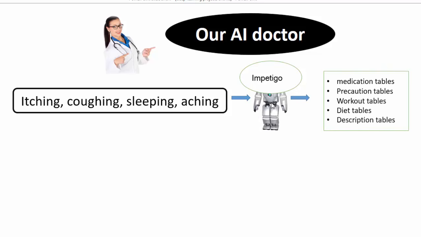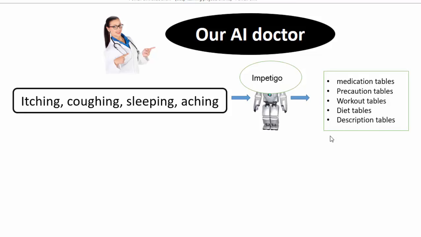So after that, this model will compare this disease with a database. Now in the database we have a lot of tables, like medication tables, precaution tables, workout tables, diet tables, description tables. Each table contains a lot of information about a lot of diseases, but it will only take those medications, precautions, workouts, diets and descriptions that are relevant to the predicted disease.